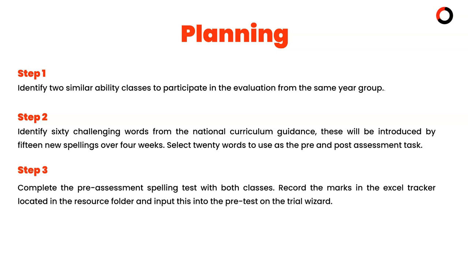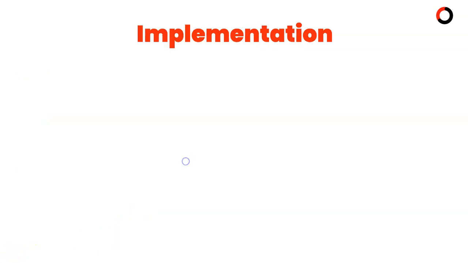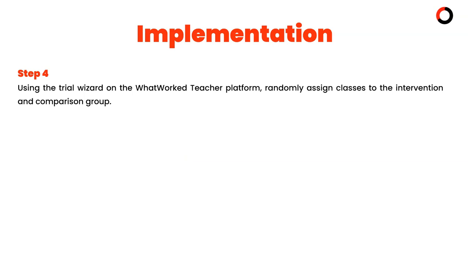Step 3. Complete the pre-assessment spelling test with both classes. Record the marks in the Excel tracker located in the resource folder and input this into the pre-test on the trial wizard. Step 4. Using the trial wizard on the What Word Teachers platform, randomly assign the classes to the intervention and the comparison group.